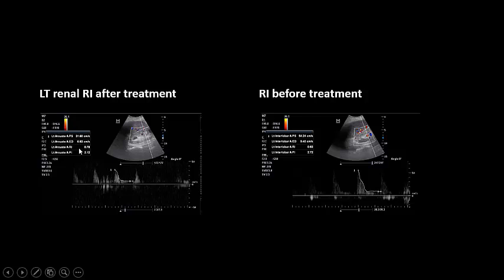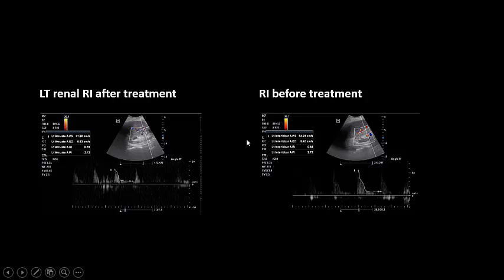And the machine will calculate the index, RI, resistivity index, which is peak systolic minus end diastolic over peak systolic. This index, fortunately, and the very good news, does not rely on the angle. So you can put the sample volume at whatever angle in the kidney, and the resistivity index will be the same. Okay, and you will follow this resistivity index.